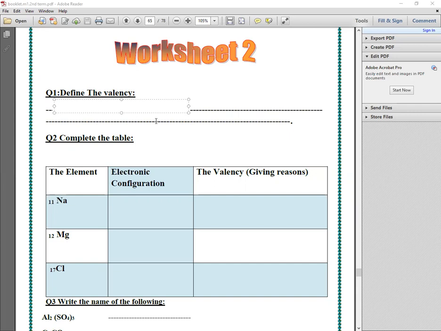What does it mean by the valency? It's the number of electrons that an atom loses or gains or even shares in the chemical reactions, or during the chemical reactions.